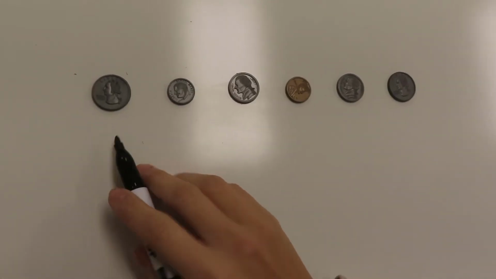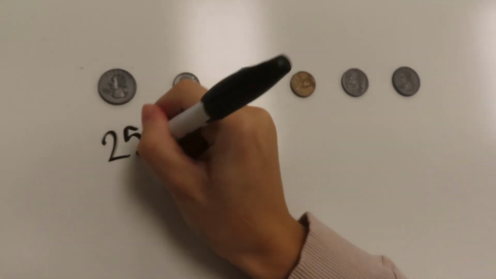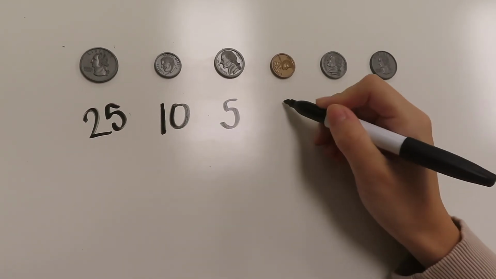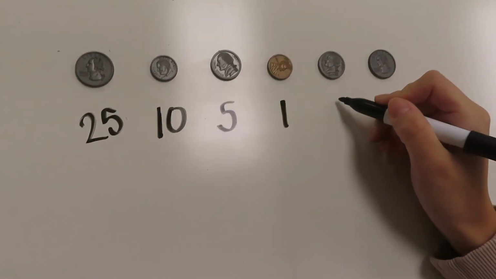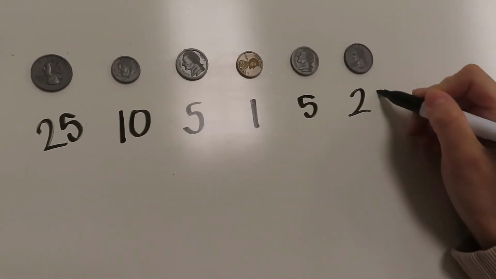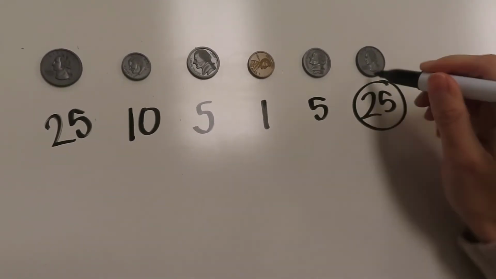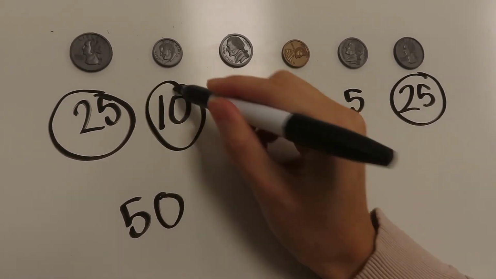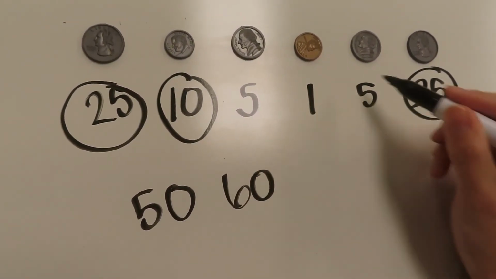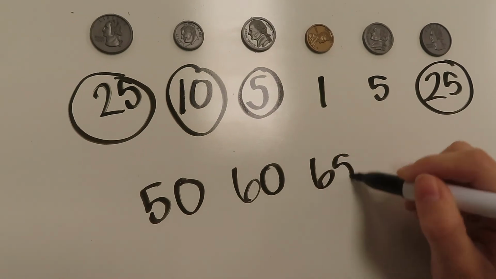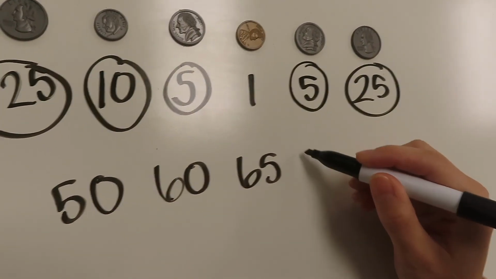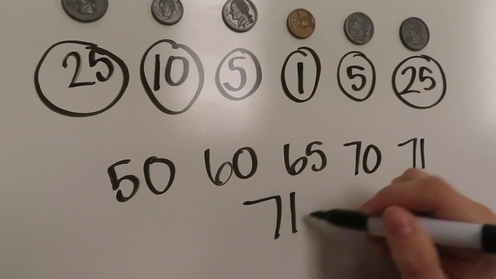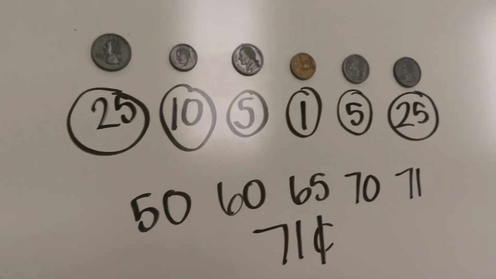Alrighty, I'm going to start over here with a quarter. A quarter is worth 25 cents, a dime is worth 10, nickel is 5, penny is 1, nickel 5, and quarter 25. So I'm going to start with my biggest ones. 25 plus 25 is 50. Then I'm going to add my 10. 50 plus 10 is 60. 60 plus 5 is 65. 65 plus 5 is 70. And the last thing is the penny, so 71. So all together, we have 71 cents.